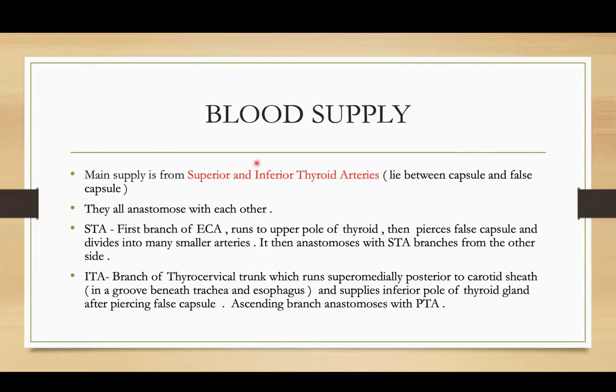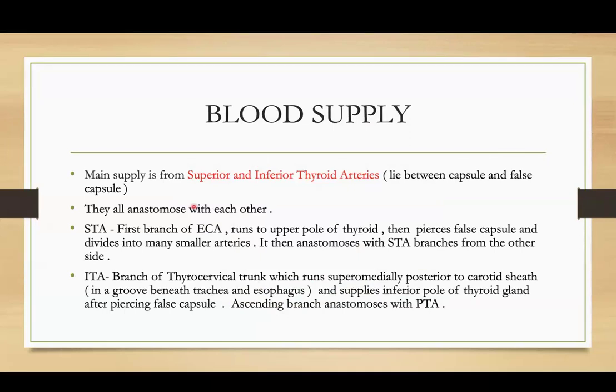Now we move on to blood supply, which is very important, by the way. There are a lot of questions relating to the blood supply and the nerves, so this is a very important section. So the main supply is from the superior and inferior thyroid arteries, which lie between the capsule and the false capsule. So they lie in between the connective tissue and the pretracheal fascia. And all of the arteries anastomose with each other.